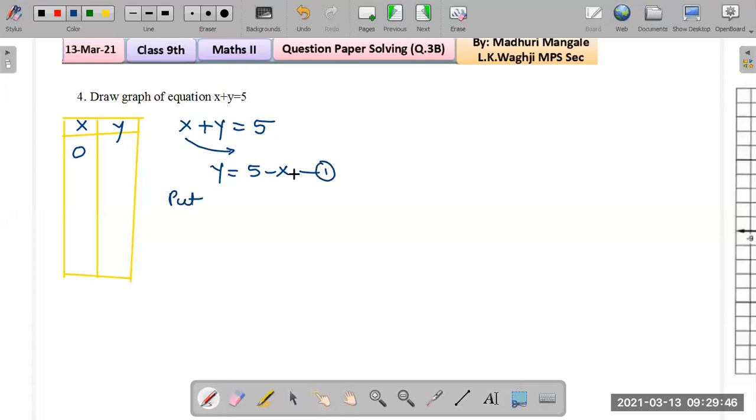Let us label this as equation 1. Put x equals to 0. I'm sorry, I have written x like this. Just a minute. Let me change that quickly. Yes. So put x equals to 0. So what will happen?